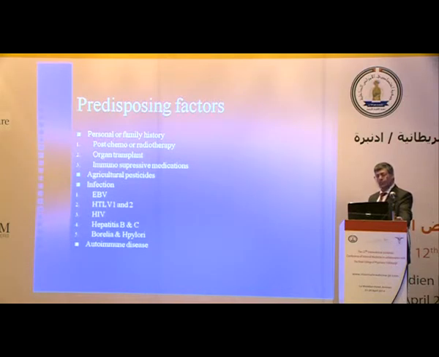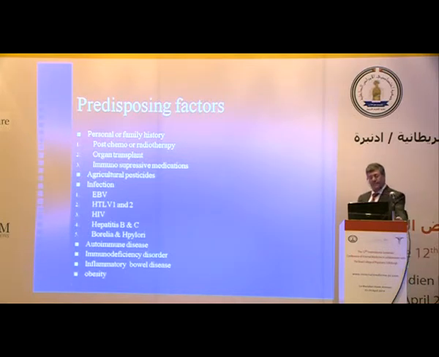Autoimmune diseases such as lupus, rheumatoid arthritis, and one important disease is Sjogren's syndrome. One of the most important features of this disease is that usually they produce hypergammaglobulinemia, but the minute this patient develops hypogammaglobulinemia, we have to think of lymphoma. Other diseases such as immunodeficiency disorder, and inflammatory bowel disease such as ulcerative colitis and Crohn's disease. And finally, obesity. They found in at least 2 or 3 studies that if your body mass index is high, you have a high chance of developing lymphoma.